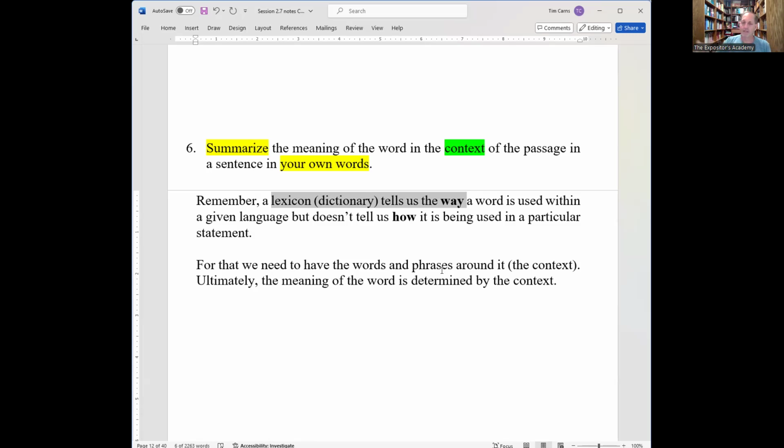So in part 6, and this is the most important one, you summarize the meaning of the word in the context of the passage in your own words. Don't forget this step. This is the whole point of the exercise. What does this word mean here?